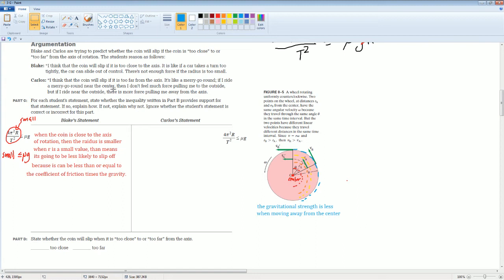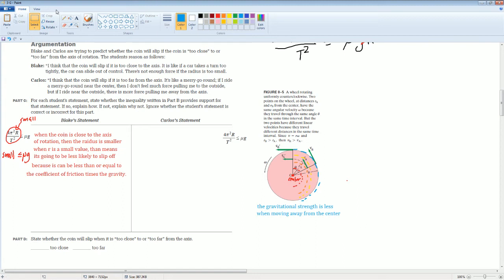All right. Let's see if this is right. I think the coin will slip off if it's too far away from the axis. That makes sense. It's like a merry-go-round. If I ride a merry-go-round near the center, I don't feel much force pulling on me on the axis. No, you feel more. If I ride near the outside, there is more force pulling me away.